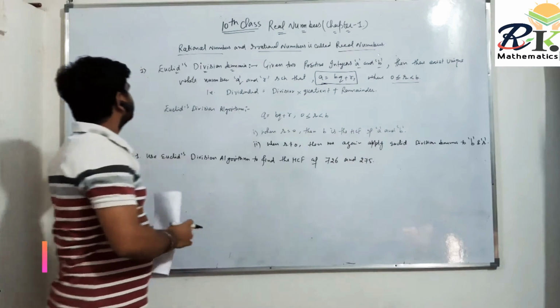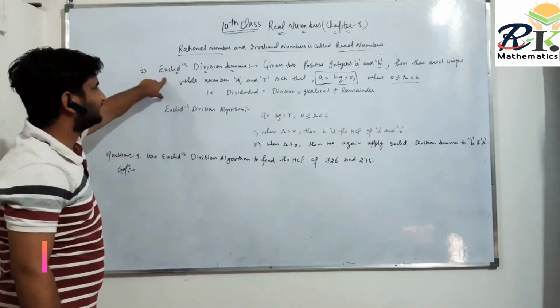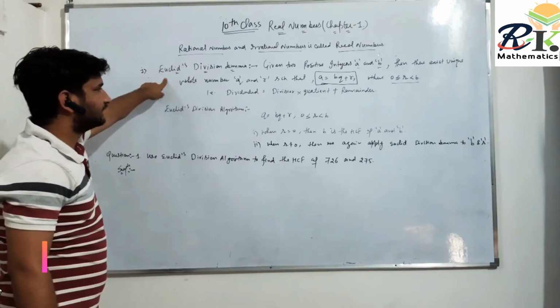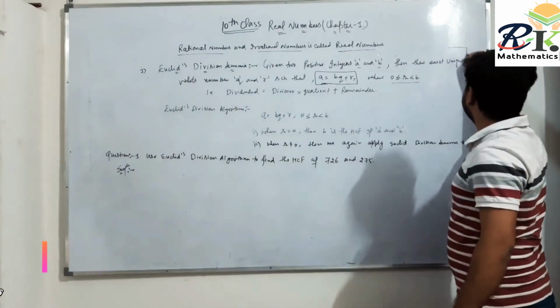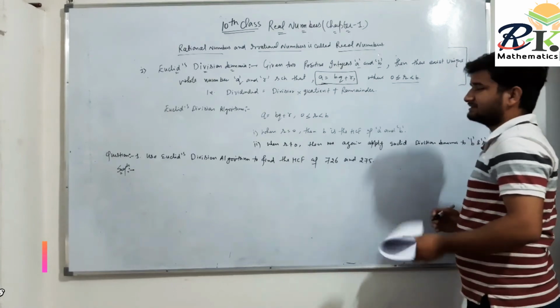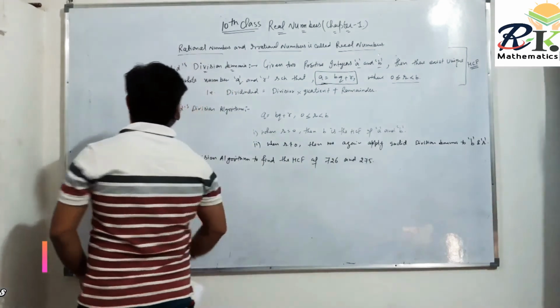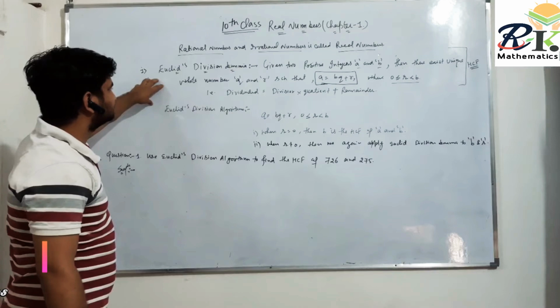The most important lemma in this chapter, the first lemma, is Euclid's division lemma. We will study what Euclid's division lemma is and where we use it. We use this lemma to find the HCF of larger numbers. HCF means the highest common factor. So what is the statement of this lemma?